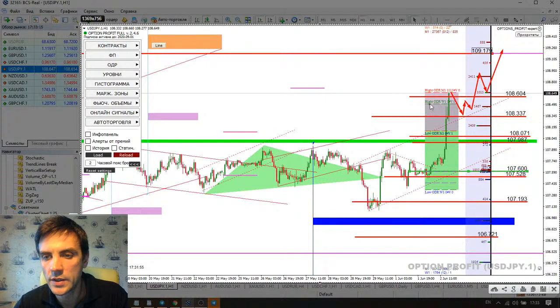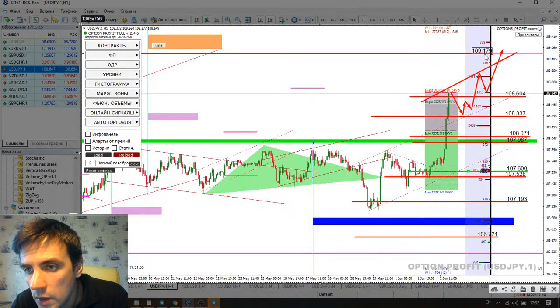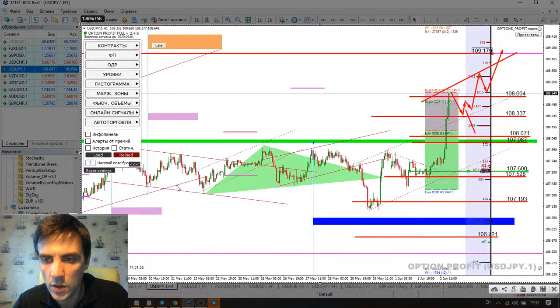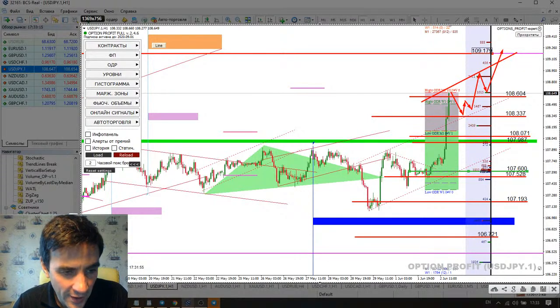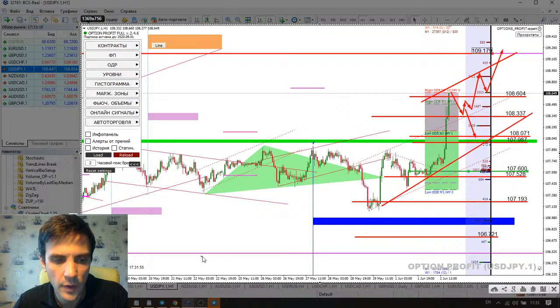Maybe it will generate some additional channel, the acceleration channel, and the main goal for our position, this one, the beginning of the 109 figure. Maybe the correction will be much longer. Something like this.